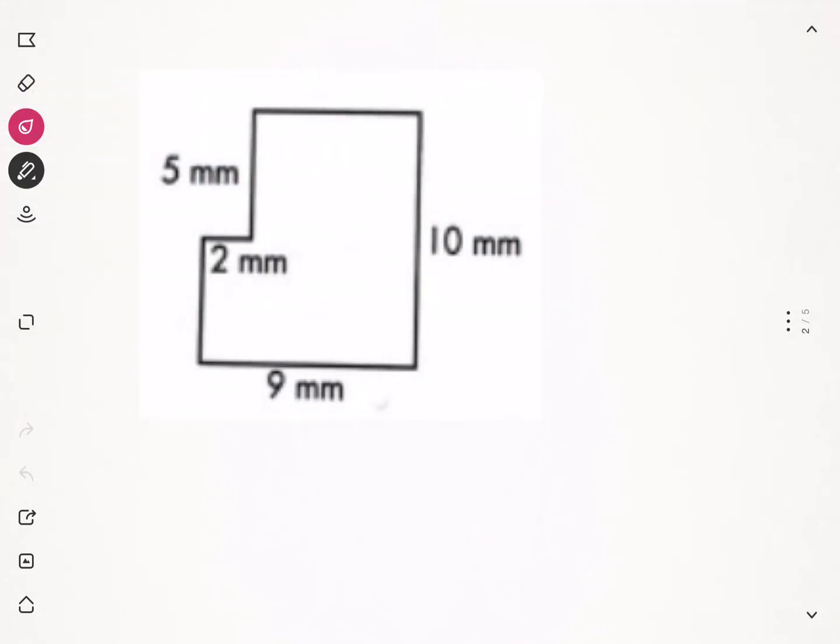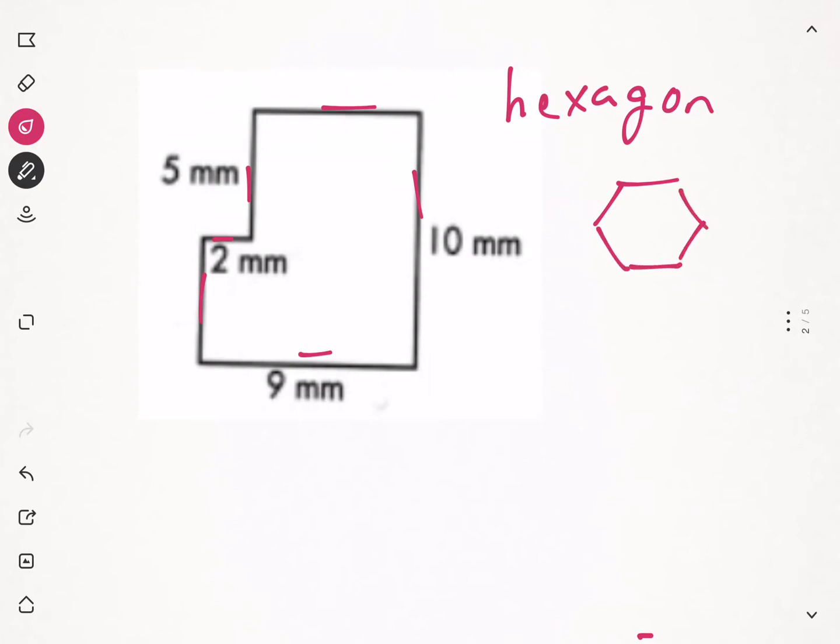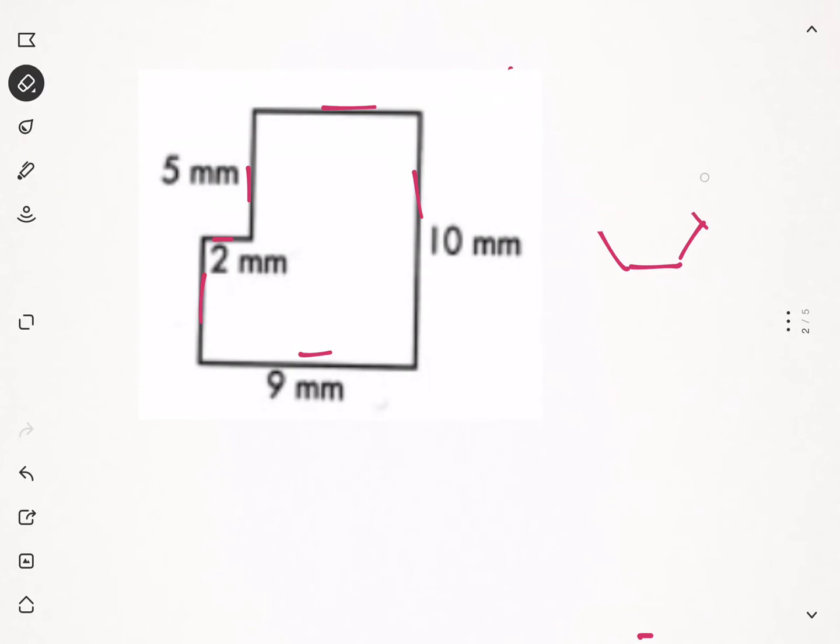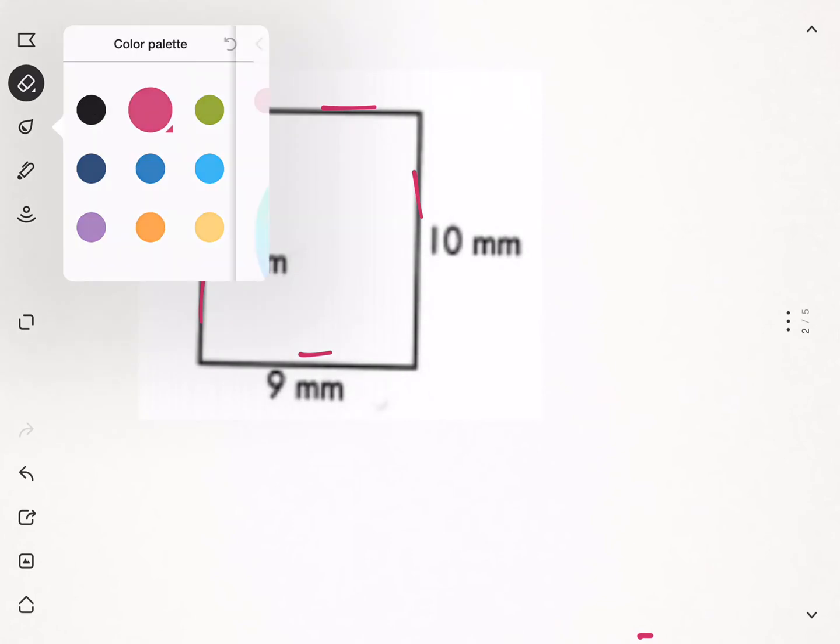Okay, example 1. Let's see how many sides we have. 1, 2, 3, 4, 5, 6. So this is a 6-sided hexagon, but it's not a hexagon that you would see like in a poster of shapes. It's not a hexagon that looks like this, but it still has 6 sides. Okay, it looks like we can split it up into some rectangles. So let's go ahead and do that.